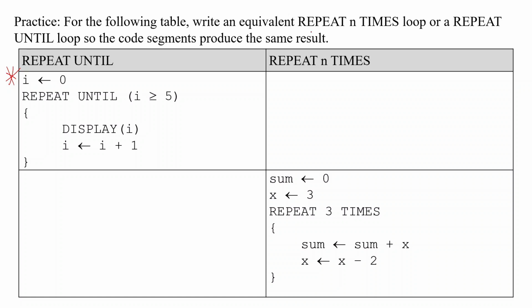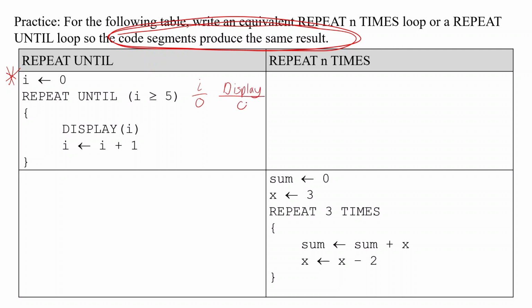In order to do that and have the code segment produce the same result, that's the key here in the directions, I want to know what does this repeat until loop do? So let me trace through this. I is going to start off as 0. Repeat until I is greater than or equal to 5. It is not. So what am I going to display? Well, I'm going to have a little display column to trace out.